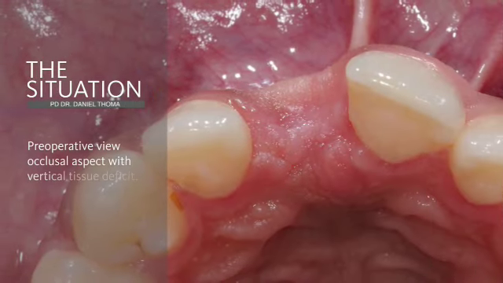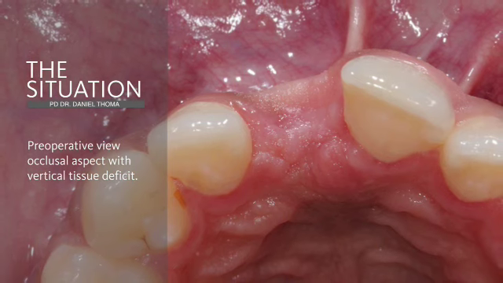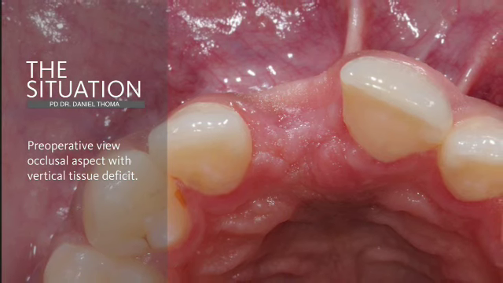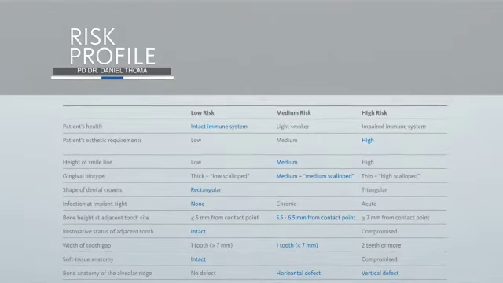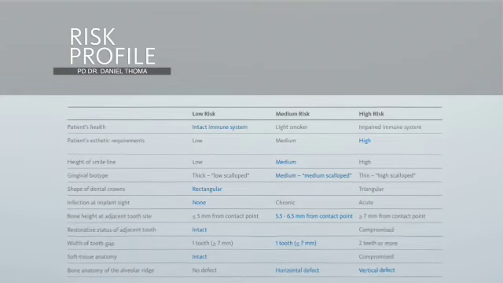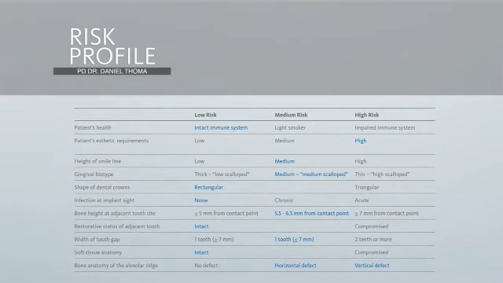Upon clinical examination, severe horizontal and vertical contour deficiencies are present and a decision was made to perform a soft tissue grafting procedure. The risk profile illustrates that the patient is healthy, he has some high aesthetic requirements, he has a medium-high smile and a medium scalloped gingival biotype. Looking at the teeth, they are rectangular and we do not have an infection at the implant site.